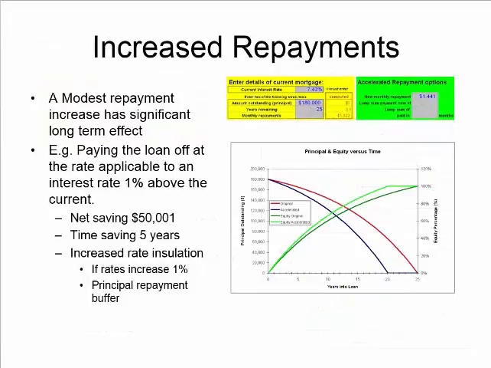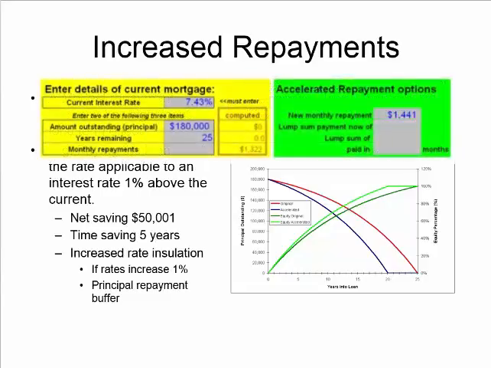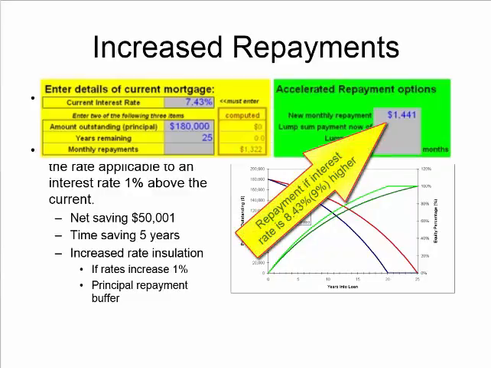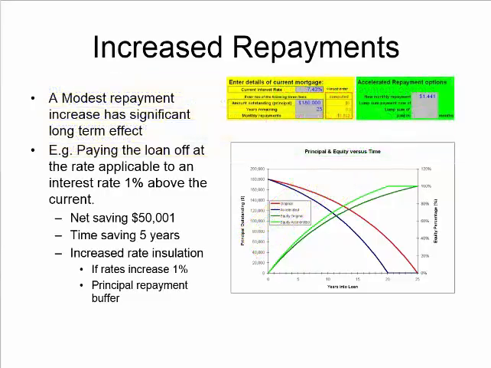This can be illustrated by looking at modestly increasing the level of repayments right from the very beginning. Taking the same basic loan, it can be seen that by increasing the monthly repayments by a little over $100 a month, or about $25 a week, the overall net saving, and that's after taking out the extra cost of the repayments, is very close to $50,000, or more than 25% of the principal of the loan, and a time saving of 5 years. Again, this is illustrated by the graphs of repayment and equity.